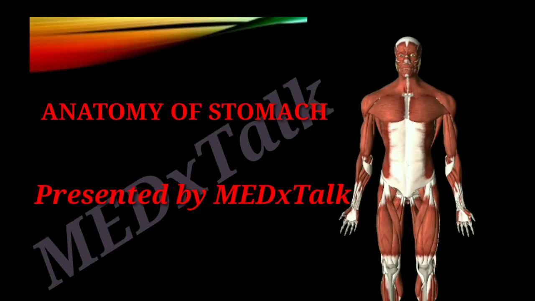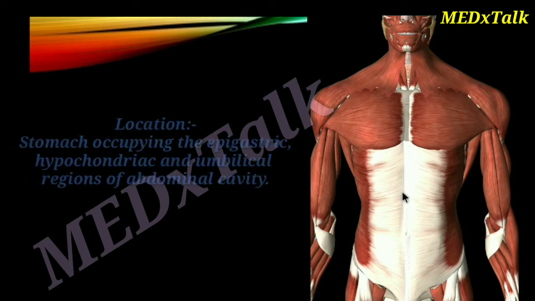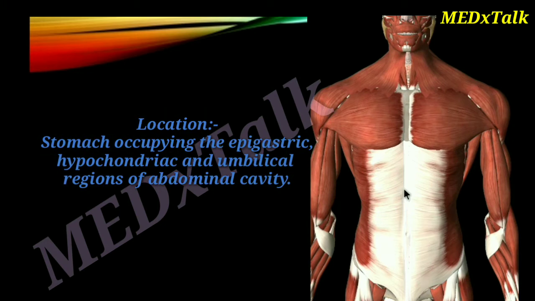This is MEDxTalk and today we are discussing the anatomy of the stomach. Now we discuss the location of the stomach. The stomach lies obliquely in the upper and left part of the abdomen, occupying the epigastric, umbilical and left hypochondriac regions.